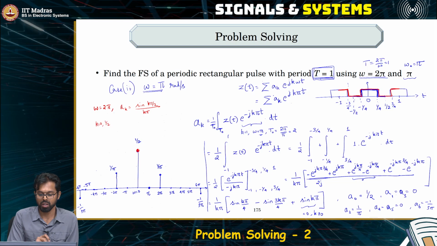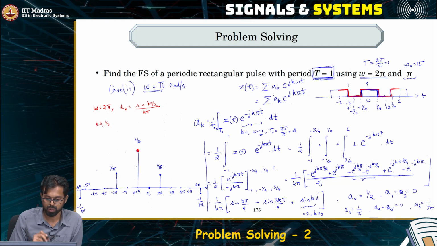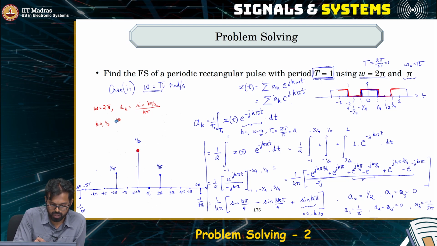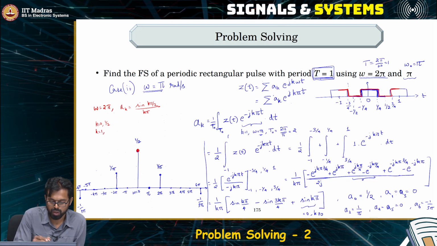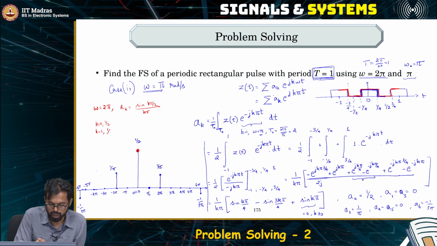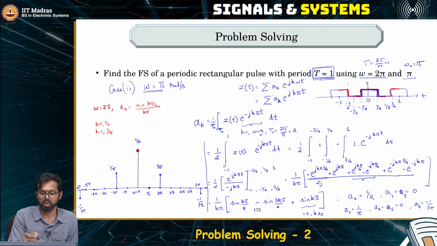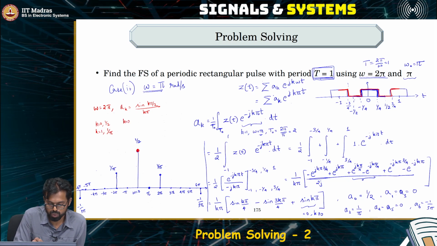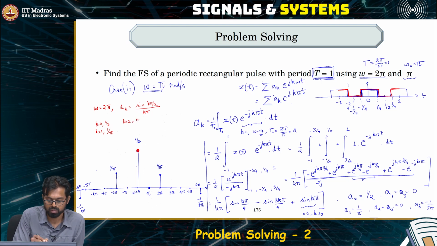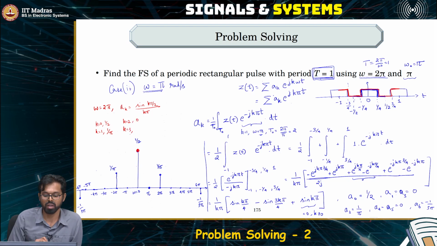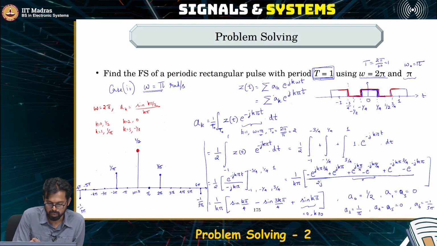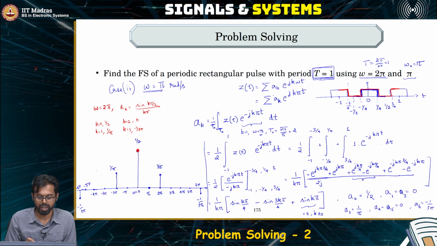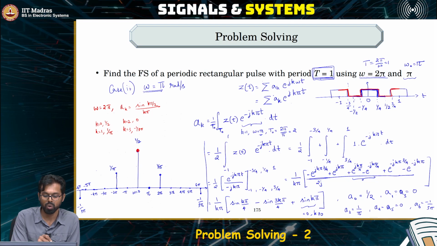Let's now plot the a_k for omega equals 2 pi. So k is equal to 0, we still have half. What happened when k equals 1? When k equals 1, we had 1 by pi, because that is sine(pi by 2) by pi, which is 1 by pi. When k equals 2, we had 0. When k equals 3, we had minus 1 by 3 pi, because it was sine(3 pi by 2) by 3 pi, which is minus 1 by 3 pi. So this is what we had for omega equals 2 pi.